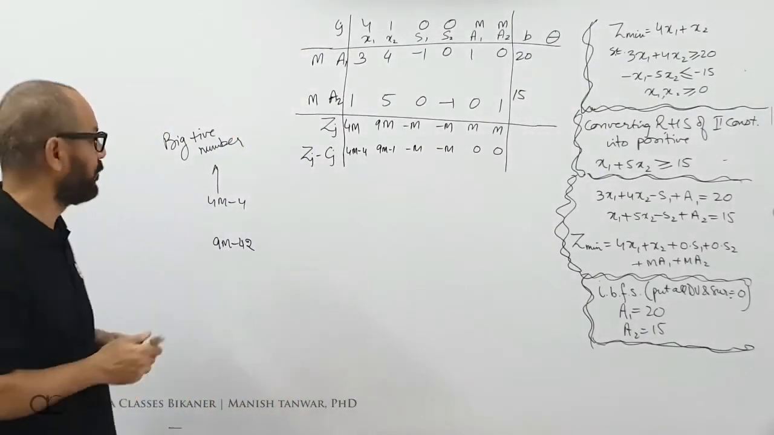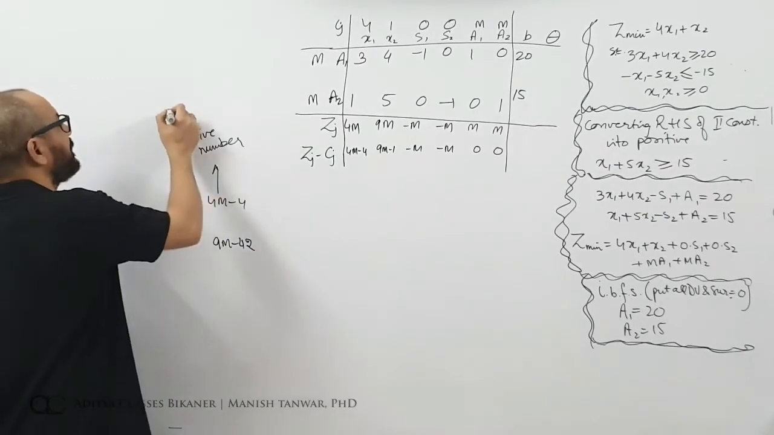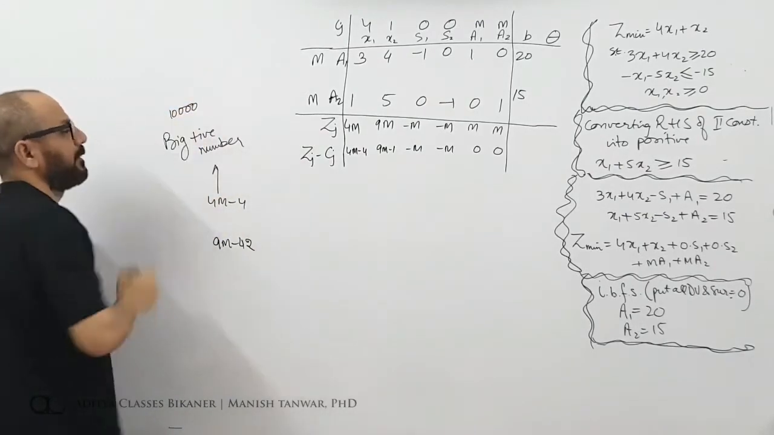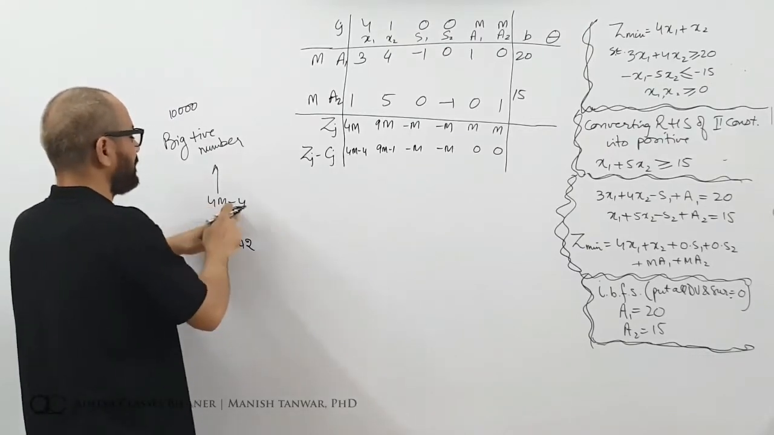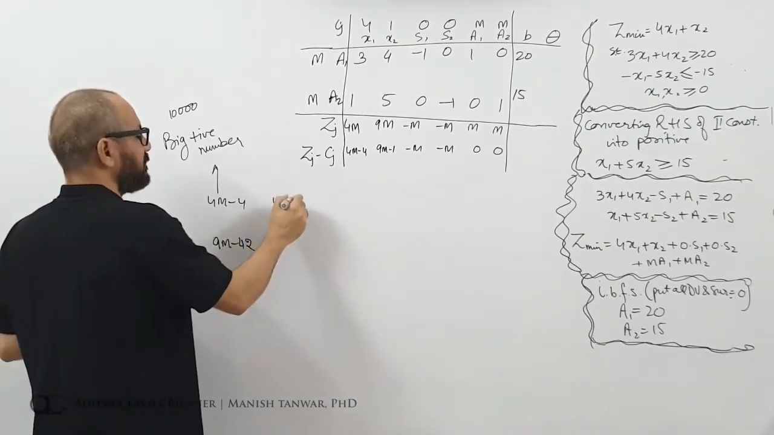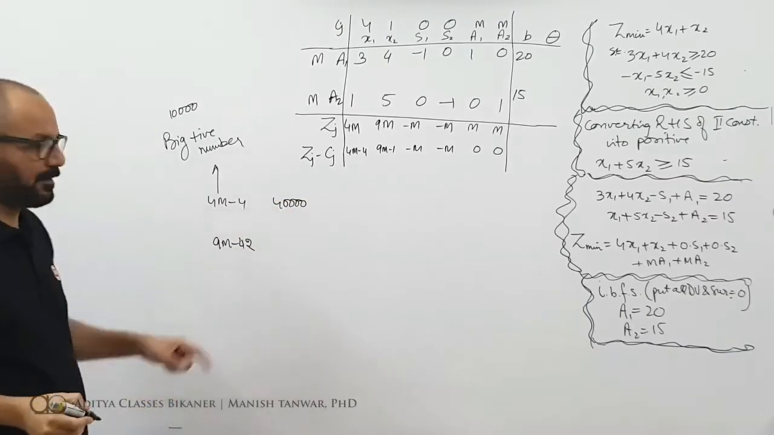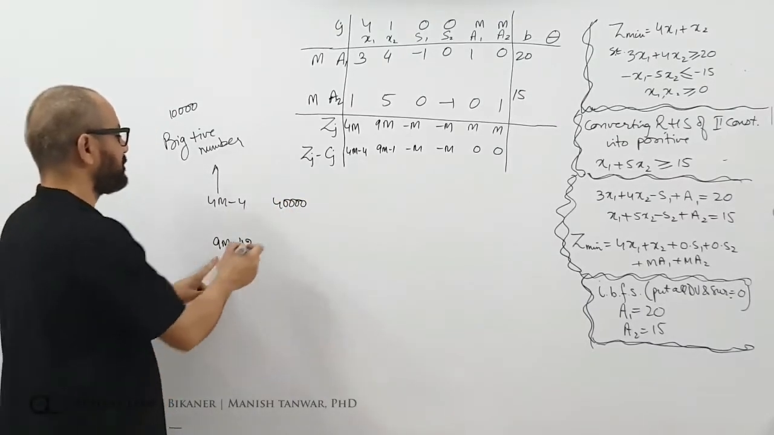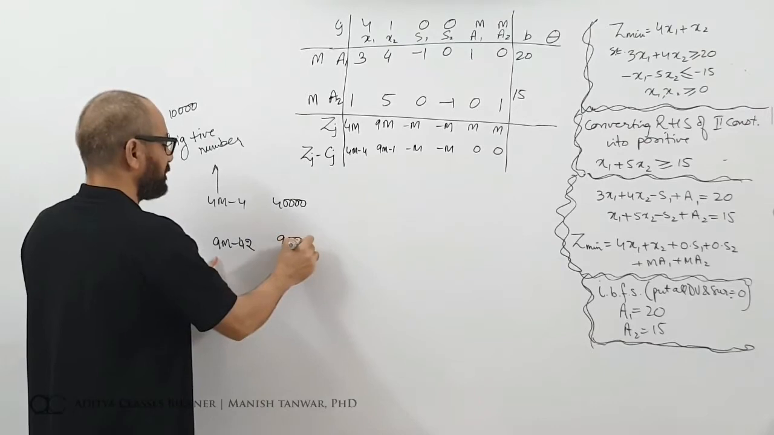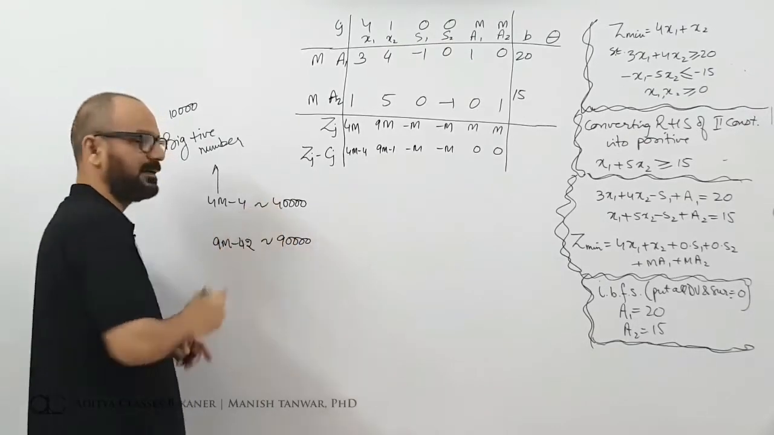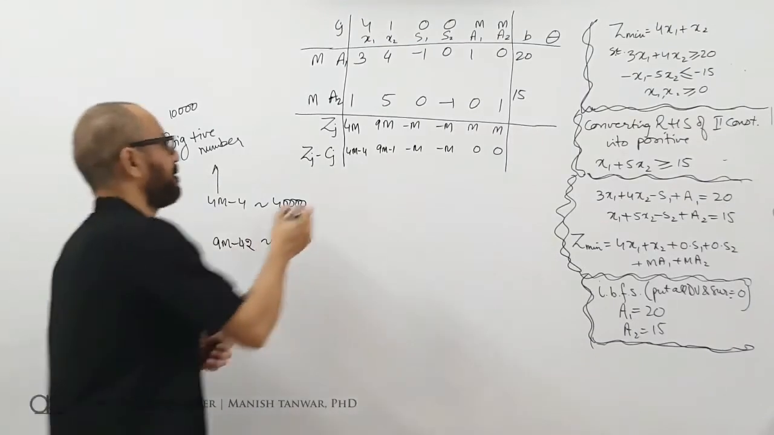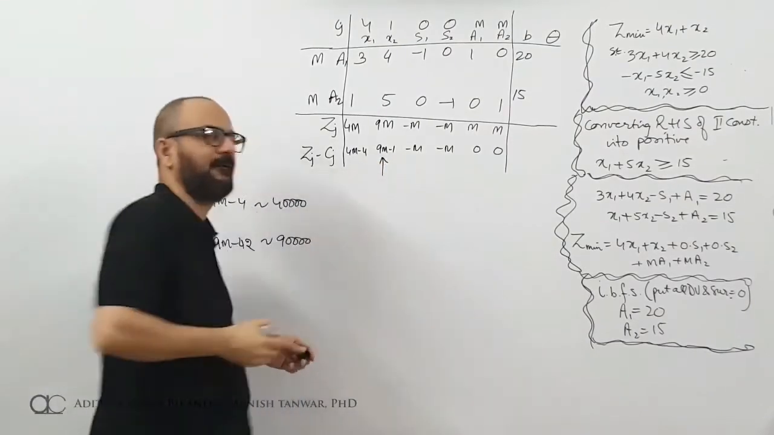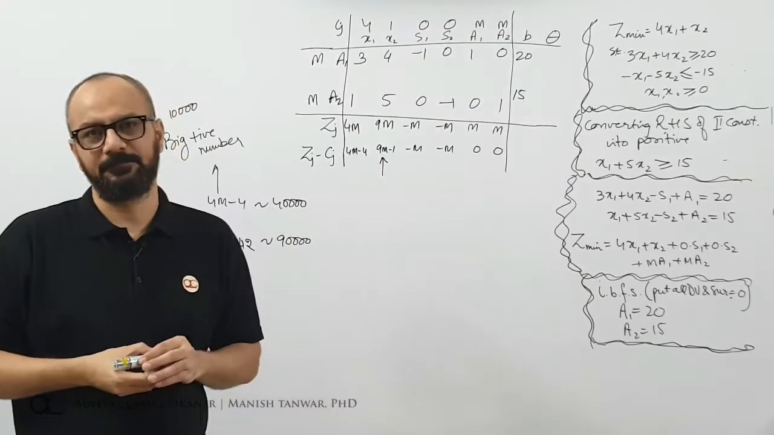In the previous lecture, I told you, assume M to be, let's say, 10,000. Now, if M is 10,000, then what does this become? 40,000 minus 4, almost 40,000. What about this? 90,000 minus 42, almost 90,000. So, who is larger? This is what we mean by big M.